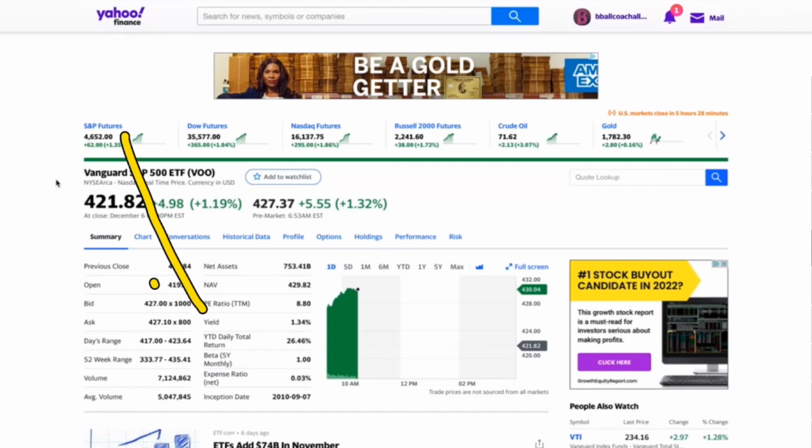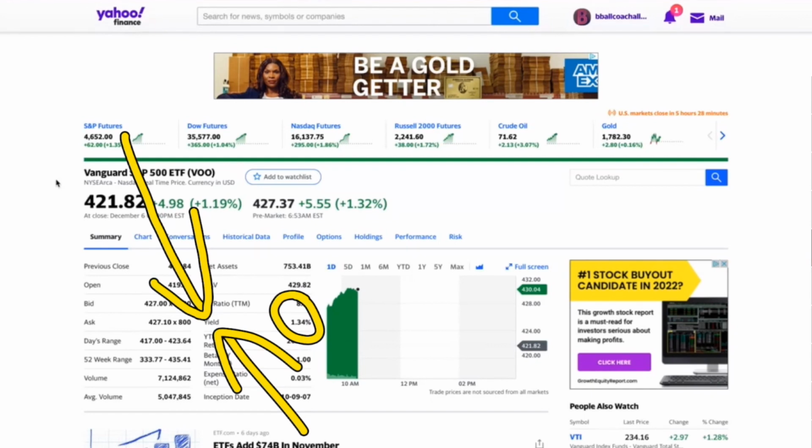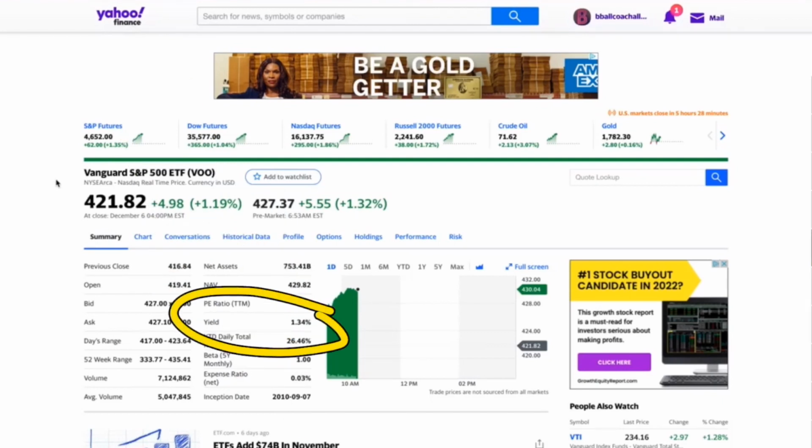And if you're looking to have basically liquidity to be able to get in and out of the stock market quickly, you want something that has high volume. And depending on if you are a dividend investor like myself, yield is extremely important. And when you're talking about broad market index ETFs, the yield is not usually going to be very massive. As we can see here, it's 1.34% for VOO.